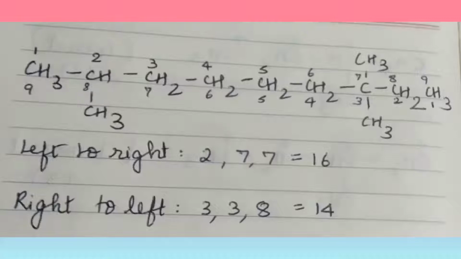Here, you have seen that there are two methyl groups attached to the third carbon, so I write the number 3 and 3. If there's only one methyl group, I write the number only once, like in this case here, only one methyl group is present at the 8th carbon, so I put 8 here when I calculate the sum.